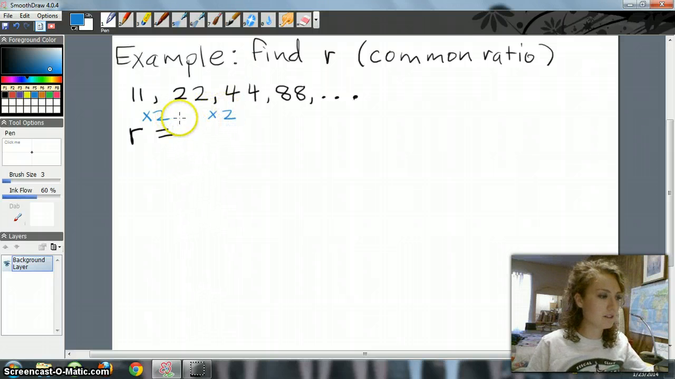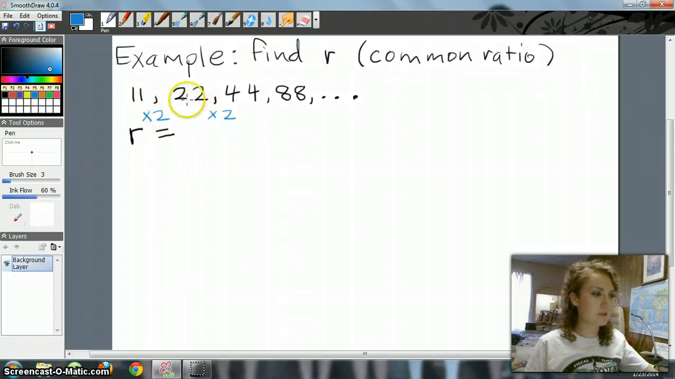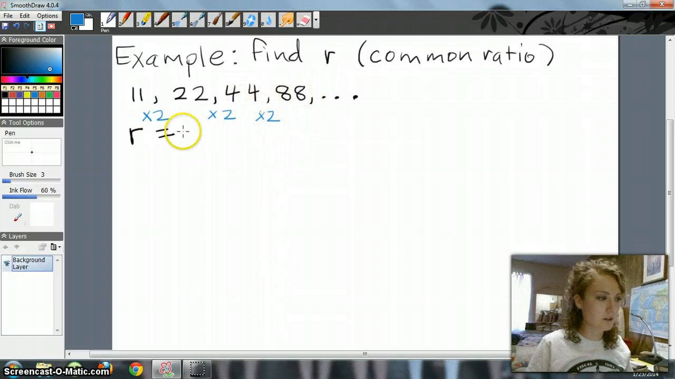If we double 11, then we get 22. 11 times 2 equals 22. 22 times 2 equals 44, and 44 times 2 equals 88. So we know that our common ratio is 2 here.